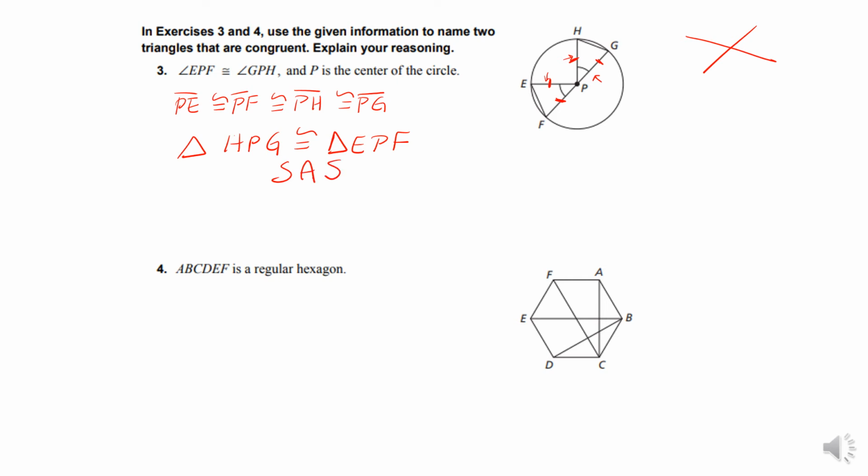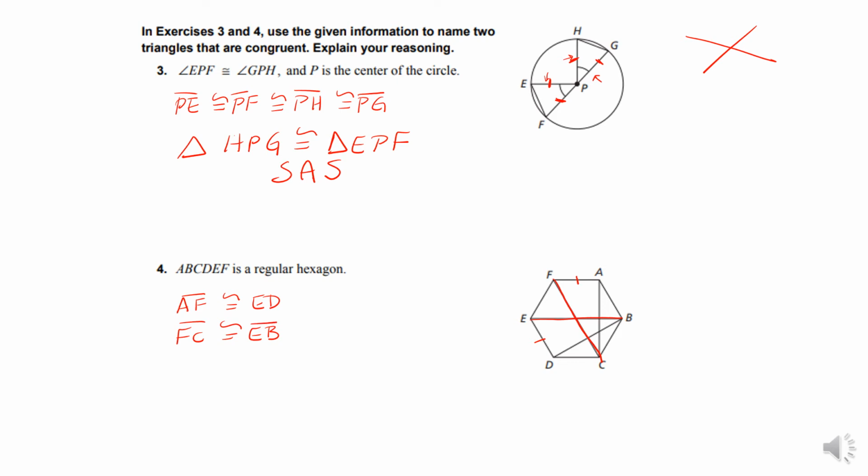Okay, so we have this regular hexagon, and they want to know if there's any triangles that we can prove congruent here. So the first thing I know is that all the sides of a regular polygon are equal. So AF is congruent to ED. Okay, and then they want you to understand that this line, which cuts it into two equal trapezoids, is equal to EB. So we're going to say FC is congruent to EB because it also cuts it in half. Okay, so we've got those two sides.